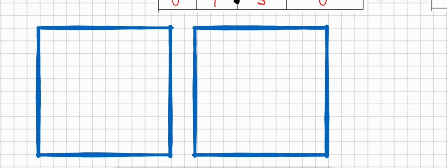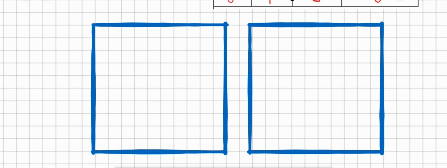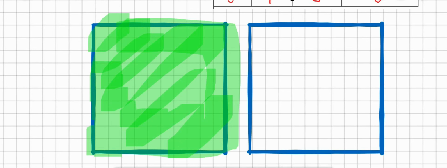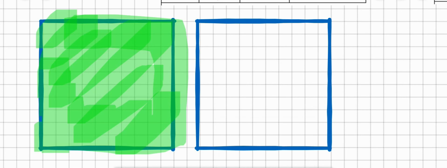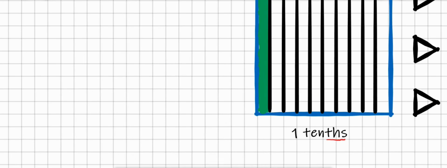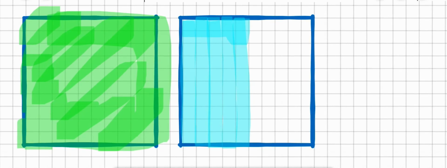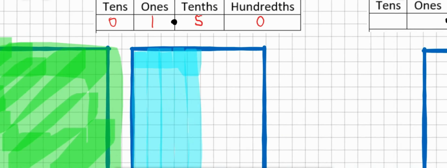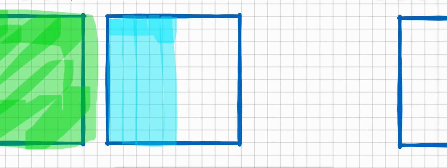Now let's draw this out. We have 1 whole, so we have to color in 1 whole. So that's 1 whole colored in. And now we have to color in 5 tenths. And to do this, as we recall from over here, we just have to color in 5 bars made up of 10 of those tiny squares. So that is a visual representation of 1.5, or 1 whole and 5 tenths.